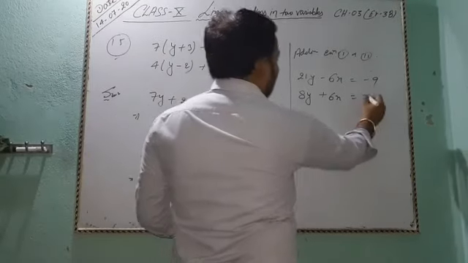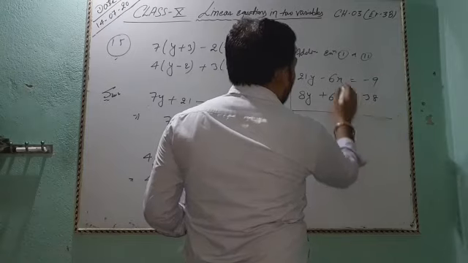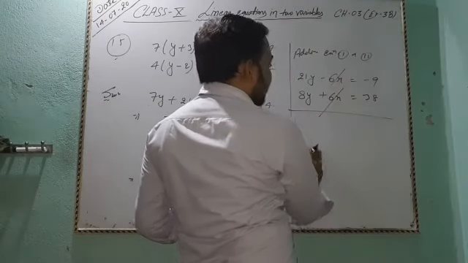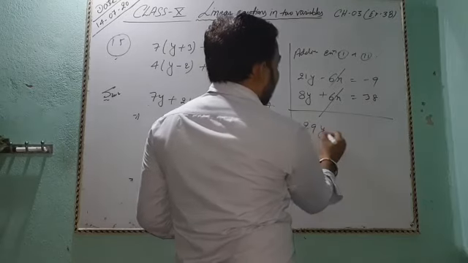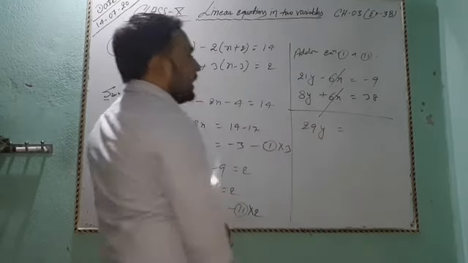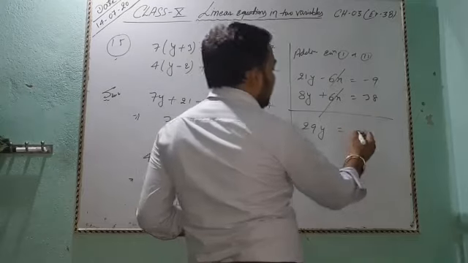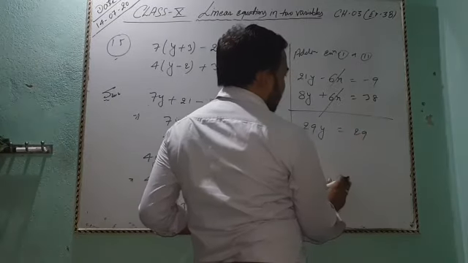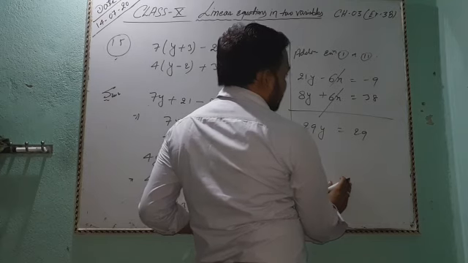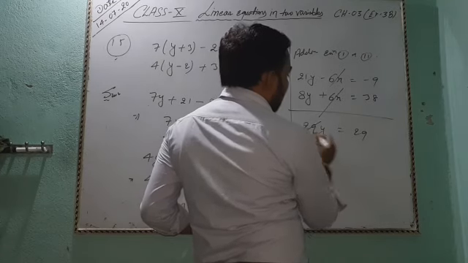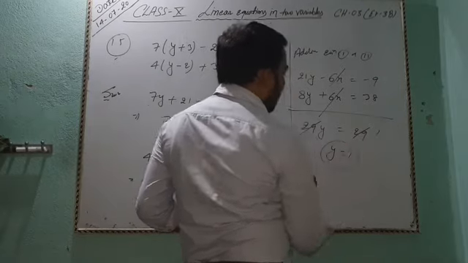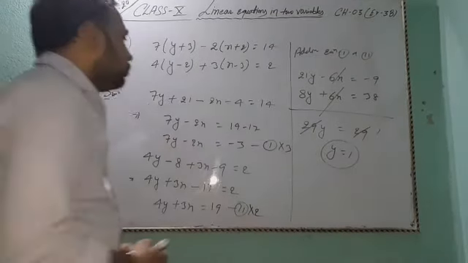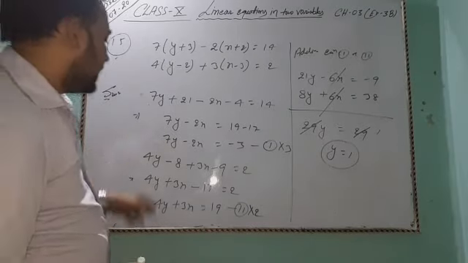Adding both, 6x minus 6x cancel, 21y plus 8y, 29y, and 38 minus 9, that is 29. Twenty-nine cancel, that is y equal to 1. Okay, and put the value of y equal to 1 in equation first or second, any.